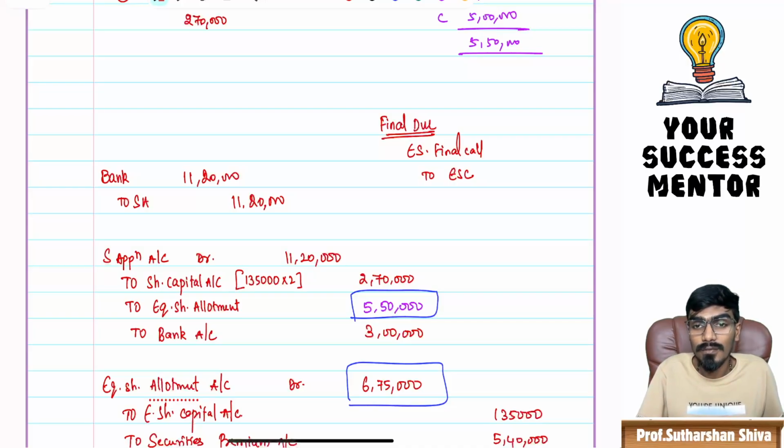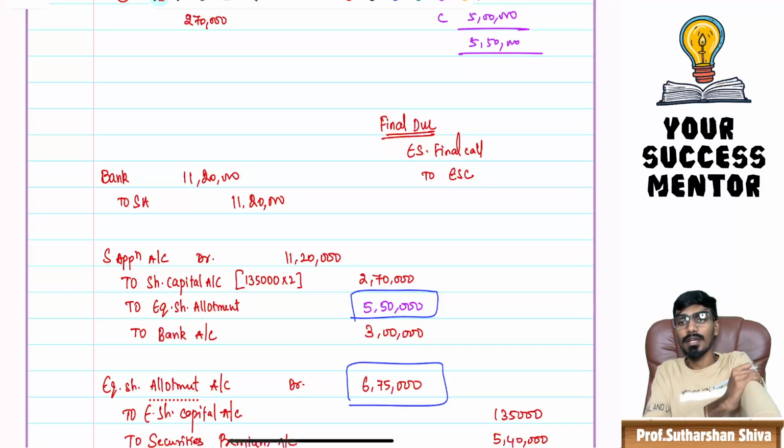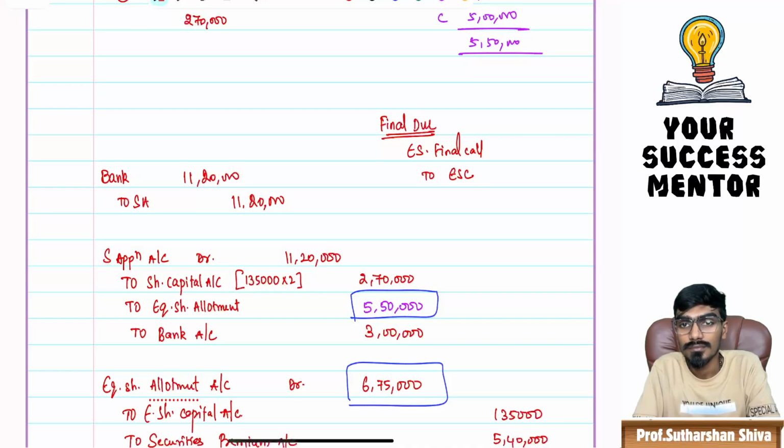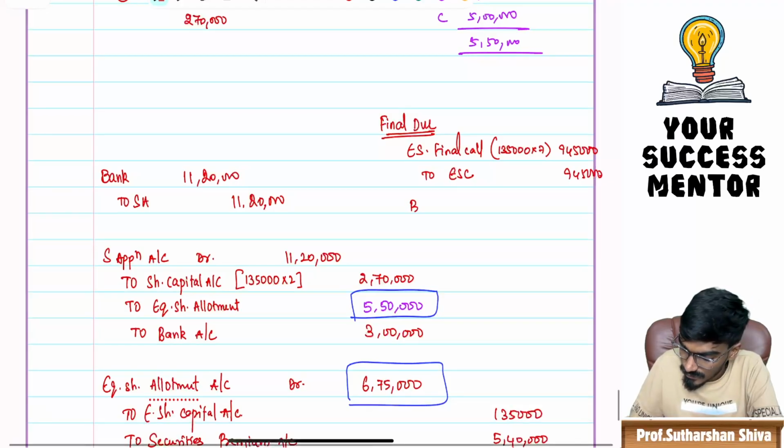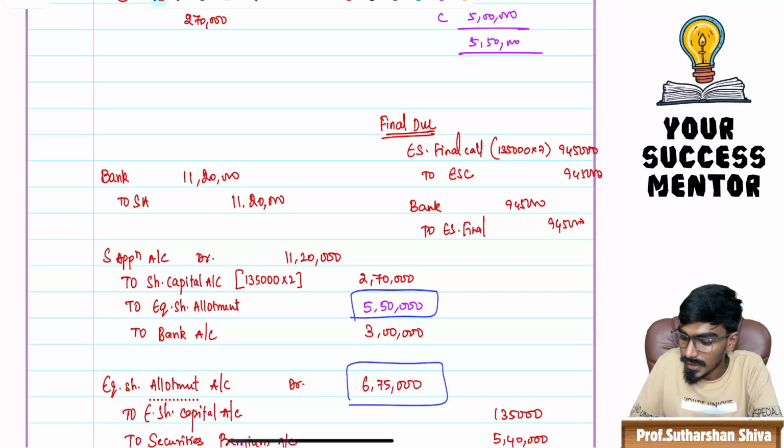9,45,000. How did you get 9,45,000? 1,35,000 into the first share value. Into 7, sir. Into 7 per share value you should tell. 1,35,000 into 7. Don't say it from the book. 9,45,000. Then bank account to equity share final call, 9,45,000. For this question, passing a journal entry.